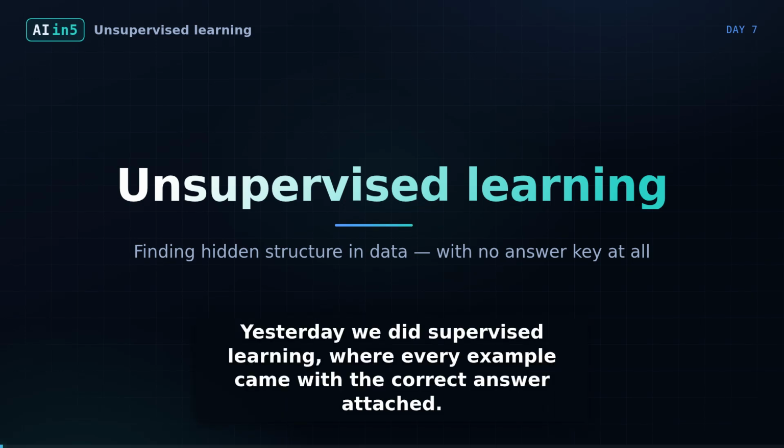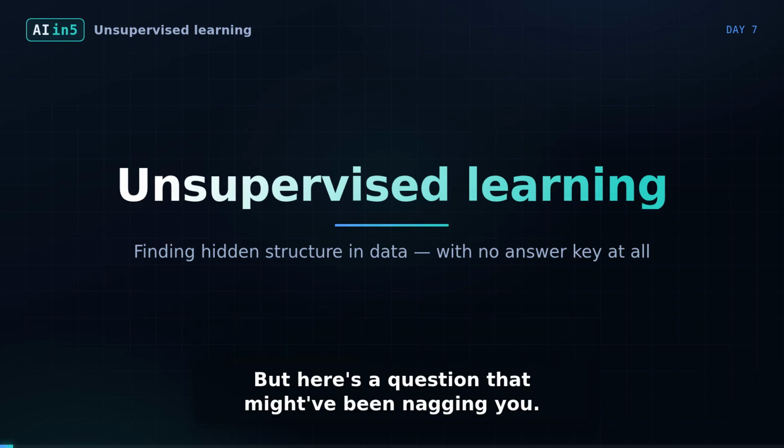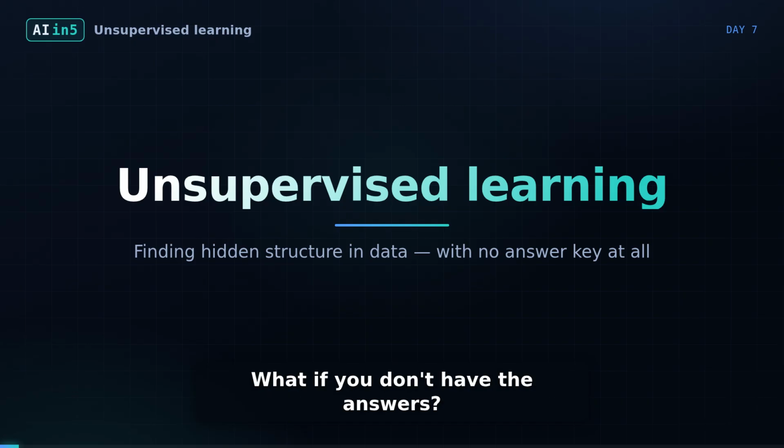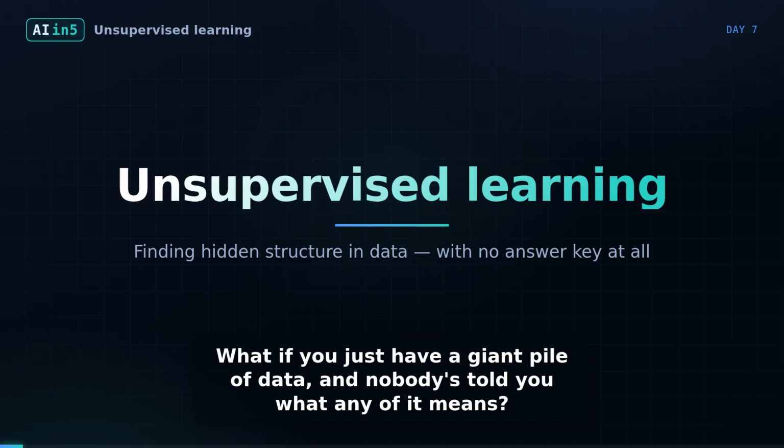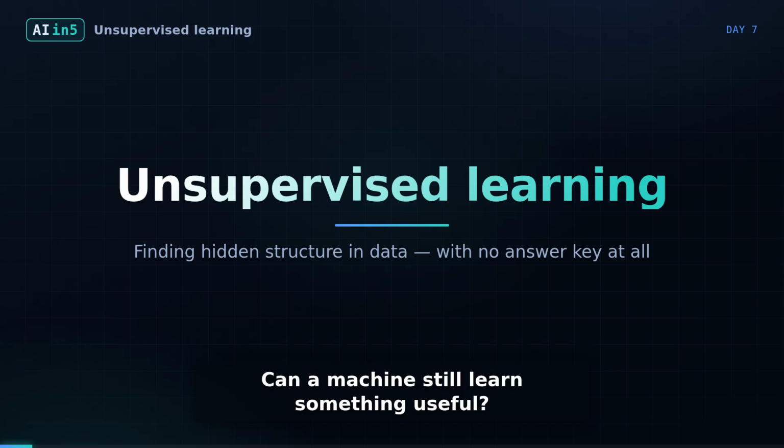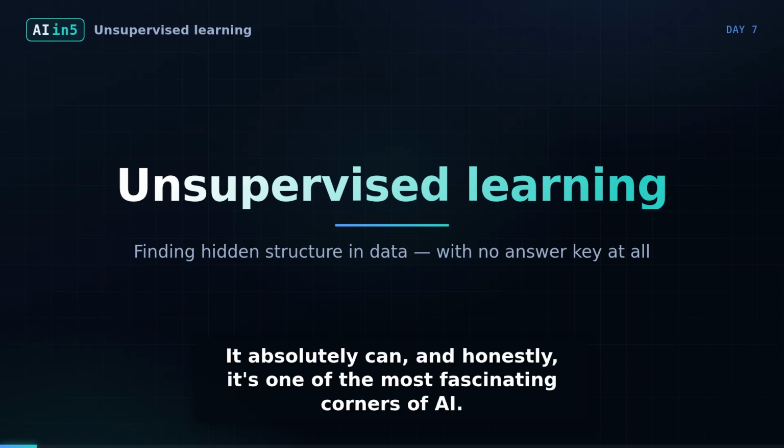Yesterday we did supervised learning, where every example came with the correct answer attached. But here's a question that might have been nagging you. What if you don't have the answers? What if you just have a giant pile of data and nobody's told you what any of it means? Can a machine still learn something useful? It absolutely can, and honestly, it's one of the most fascinating corners of AI.